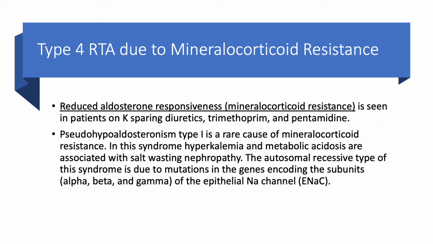We have a rare disorder. It's called pseudohypoaldosteronism type 1, not 2, type 1. This is a rare cause of resistance to the mineralocorticoid effect. Here we have hyperkalemia, metabolic acidosis, but we don't have hypertension like with type 2. We have salt-wasting nephropathy. This is autosomal recessive and due to mutation in the 3 subunits of the epithelial sodium channel. Now, again, in pseudohypoaldosteronism type 2, which is Gordon syndrome, you have hyperkalemia, metabolic acidosis, and hypertension. With type 1, you don't have hypertension because you have salt-wasting nephropathy.